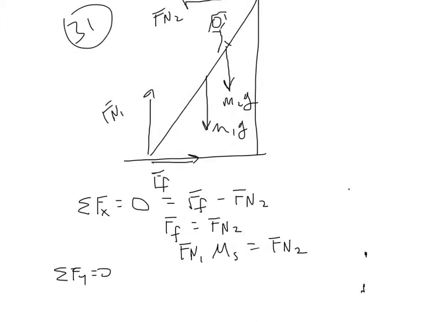If I look now at my y forces, those are going to be this guy pushing up from the floor minus these two weights pushing down, and I don't see any other y forces on my diagram. So in the y direction it's all going to add up to 0: Fn1 minus M1G minus M2G. Already I can see that if I solve this y equation for Fn1, I'm going to be able to plug that in there, which is important for finding mu, which is the goal of the problem.